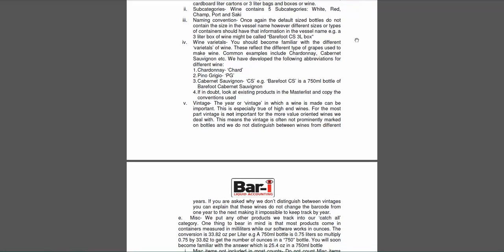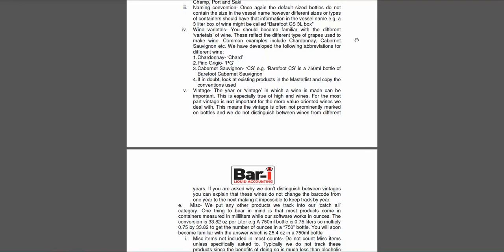The subcategories for wine are easy: white, red, champagne, port, and sake. Hope you understand that. Similarly, for the naming convention, we're presuming everything is a 750 milliliter bottle. So if its size is different from 750, it will be noted in the name. And if it's in a box, it will say box after. So for example, Barefoot Cabernet Sauvignon 3-liter box: Barefoot, CS for Cabernet Sauvignon indicates the flavor or the varietal. And then it's not 750, it's 3-liter, so we have that there. And obviously we have box because it's not a bottle.